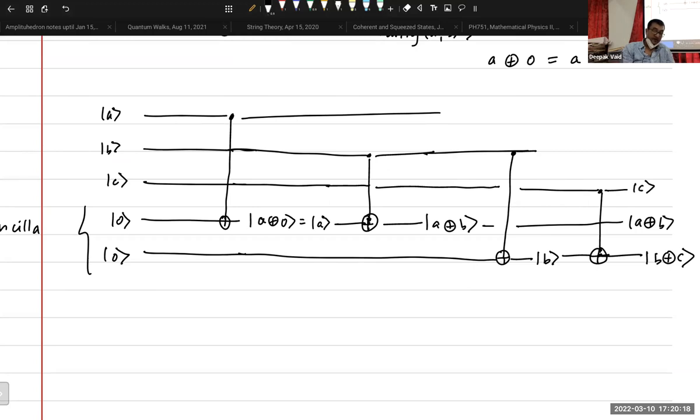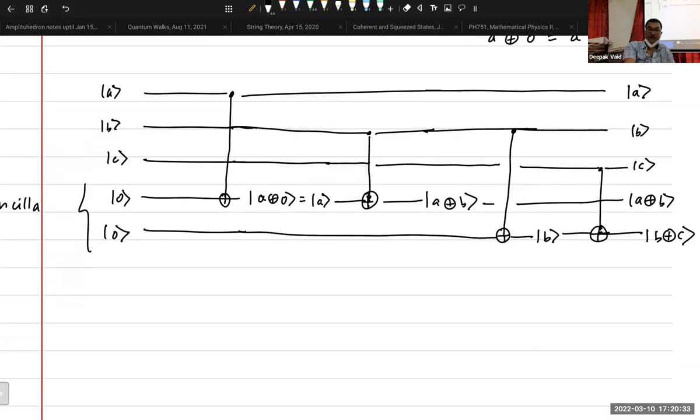And what can you say about these qubits? Well, the original data registers are unchanged. So you have stored the parity in these ancilla qubits. Now, depending on the value of these two variables, we can apply the appropriate recovery.